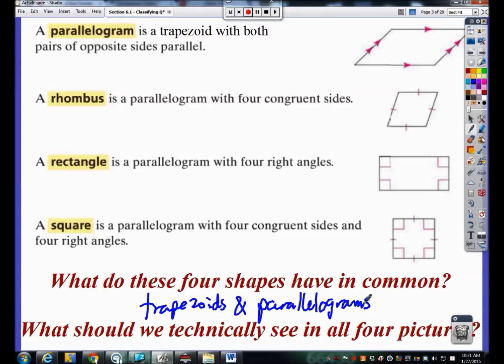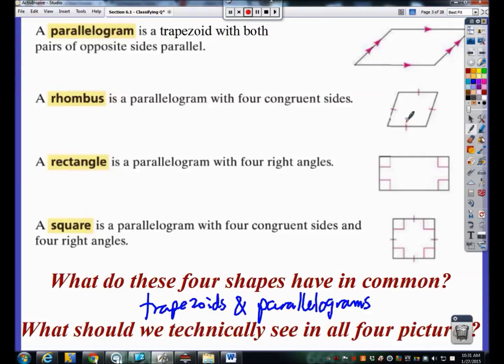So what should we technically see in all 4 pictures? Well, if all 4 of these shapes are technically parallelograms, which are trapezoids, we're going to focus on the parallelogram part here. Parallelograms have opposite sides that are parallel, which means a rhombus, which is a parallelogram, should also have opposite sides that are parallel.